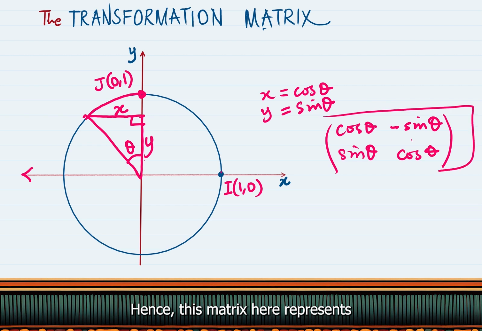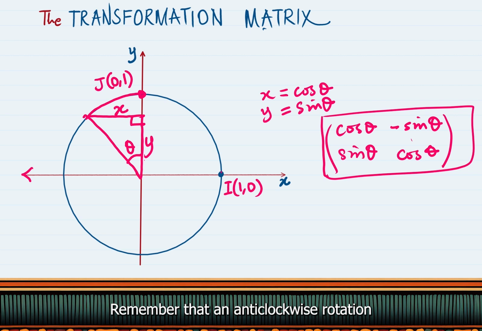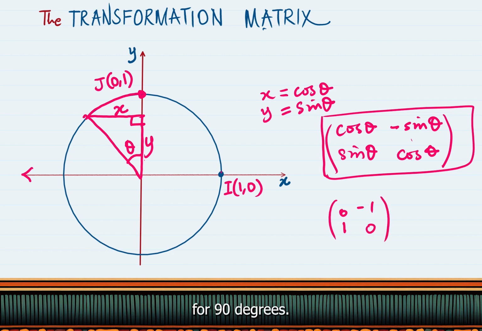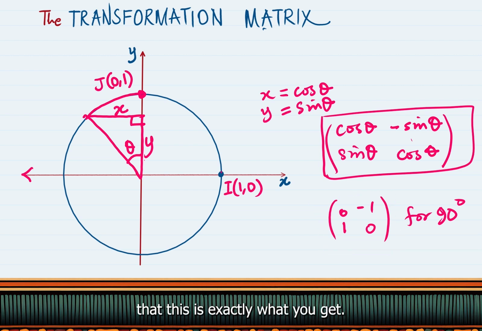Hence, this matrix here represents, for any angle theta, the rotation matrix for an anti-clockwise rotation about the center. To check if this is correct, remember that an anti-clockwise rotation of i and j gives 0, 1 and -1, 0 for 90 degrees. So all you just need to do is replace theta here with 90 degrees, and your calculator should help you figure out that this is exactly what you get. So please, these are important results, write them down.